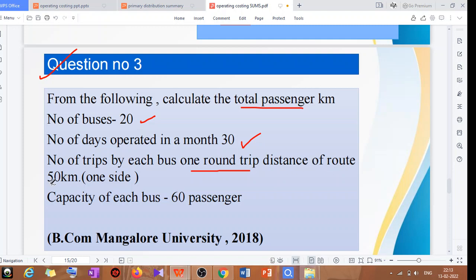Distance of route is 50 kilometer one side. It means one way it is 50 kilometers. Clear. Capacity of each bus, it is 60 passenger. The number of passengers capacity, it is 60. It means onward journey also 60 and return journey also it is 60. Clear. So let us see the solution here.